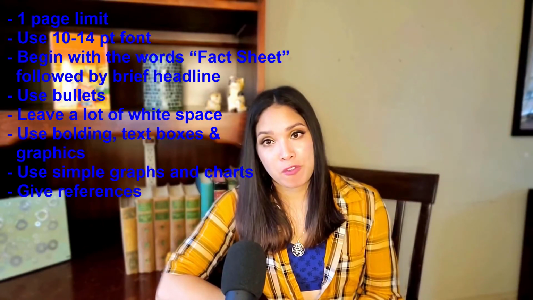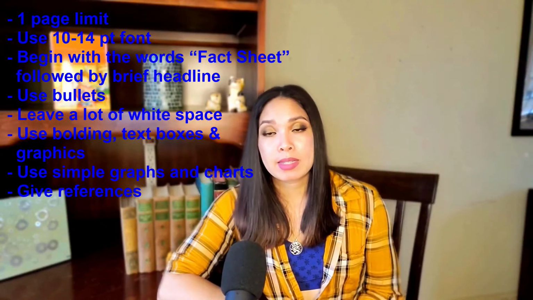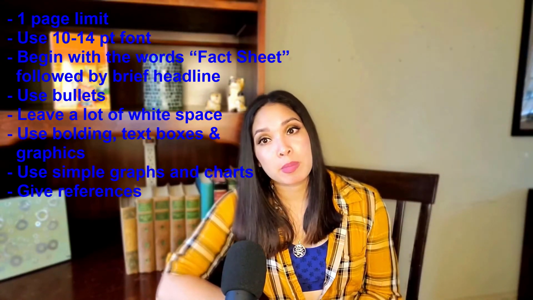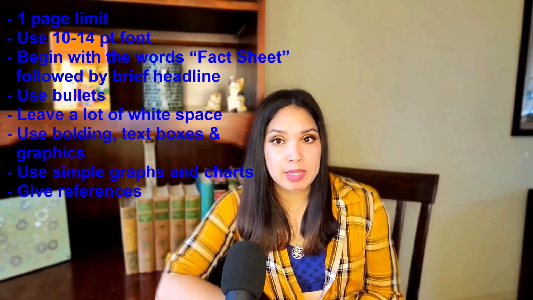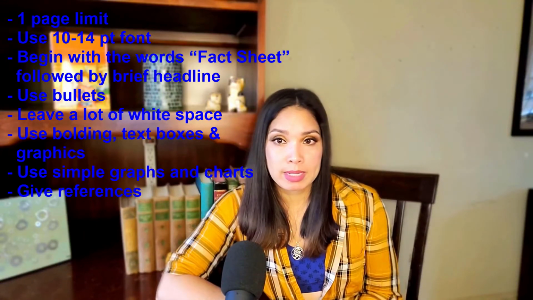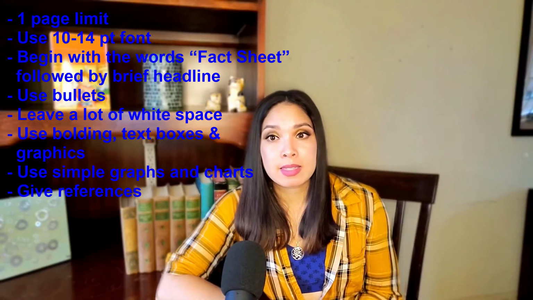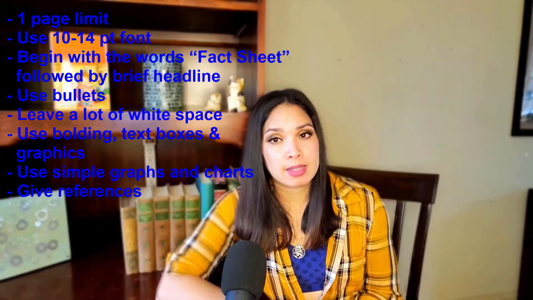Another important aspect to consider when writing your fact sheet is the layout. A one-page limit is best for your fact sheet. Using size 10 to 14 point font is important. The page should begin with the words fact sheet followed by a very brief headline that explains the subject of the page. Use bullets when you can, leave a lot of white space, and use bolding, text boxes, and graphics to emphasize important points. Simple graphs and charts can give the reader their information with just a glance, so it's always important to incorporate those where you can, and pie charts are the easiest to understand.